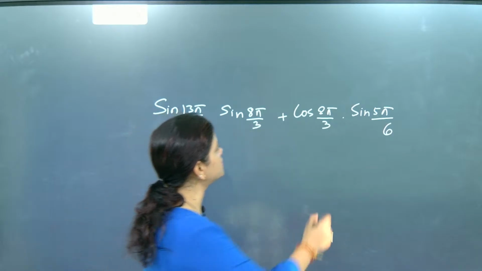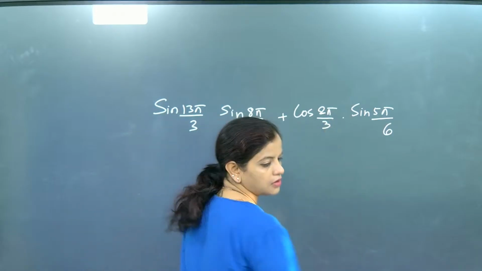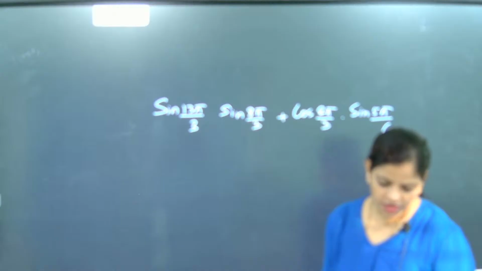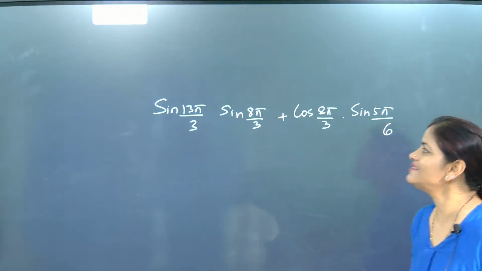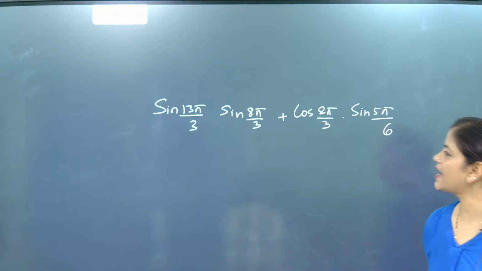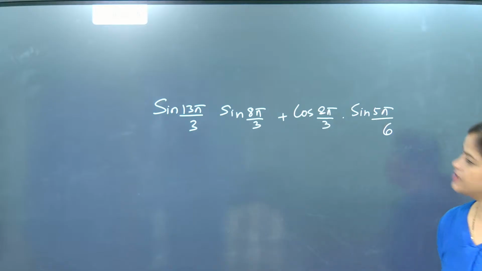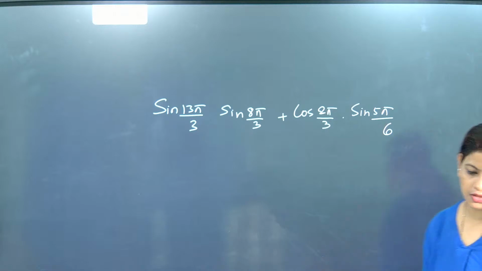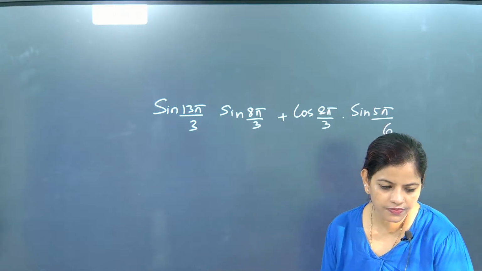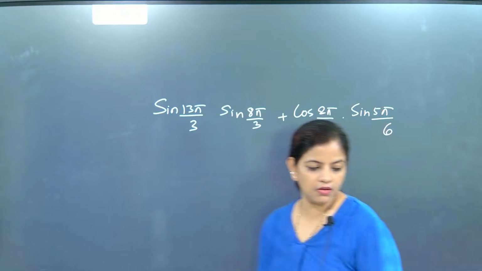So here it is 2. Come on, go for it. You are only going to solve it. Come on, you can do it. Solve sine 13 pi by 3, sine 8 pi by 3 plus cos 2 pi by 3 into sine 5 pi by 6. So what is the answer? Board is not clear.